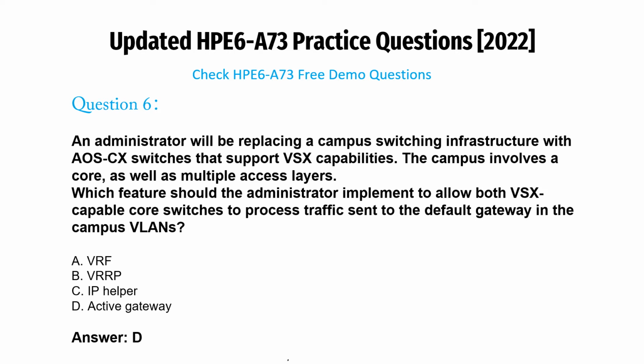Answer. B. Question 6. An administrator will be replacing a campus switching infrastructure with AOS-CX switches that support VSX capabilities. The campus involves a core, as well as multiple access layers. Which feature should the administrator implement to allow both VSX-capable core switches to process traffic sent to the default gateway in the campus VLANs? A. VRF. B. VRRP. C. IP helper. D. Active gateway.